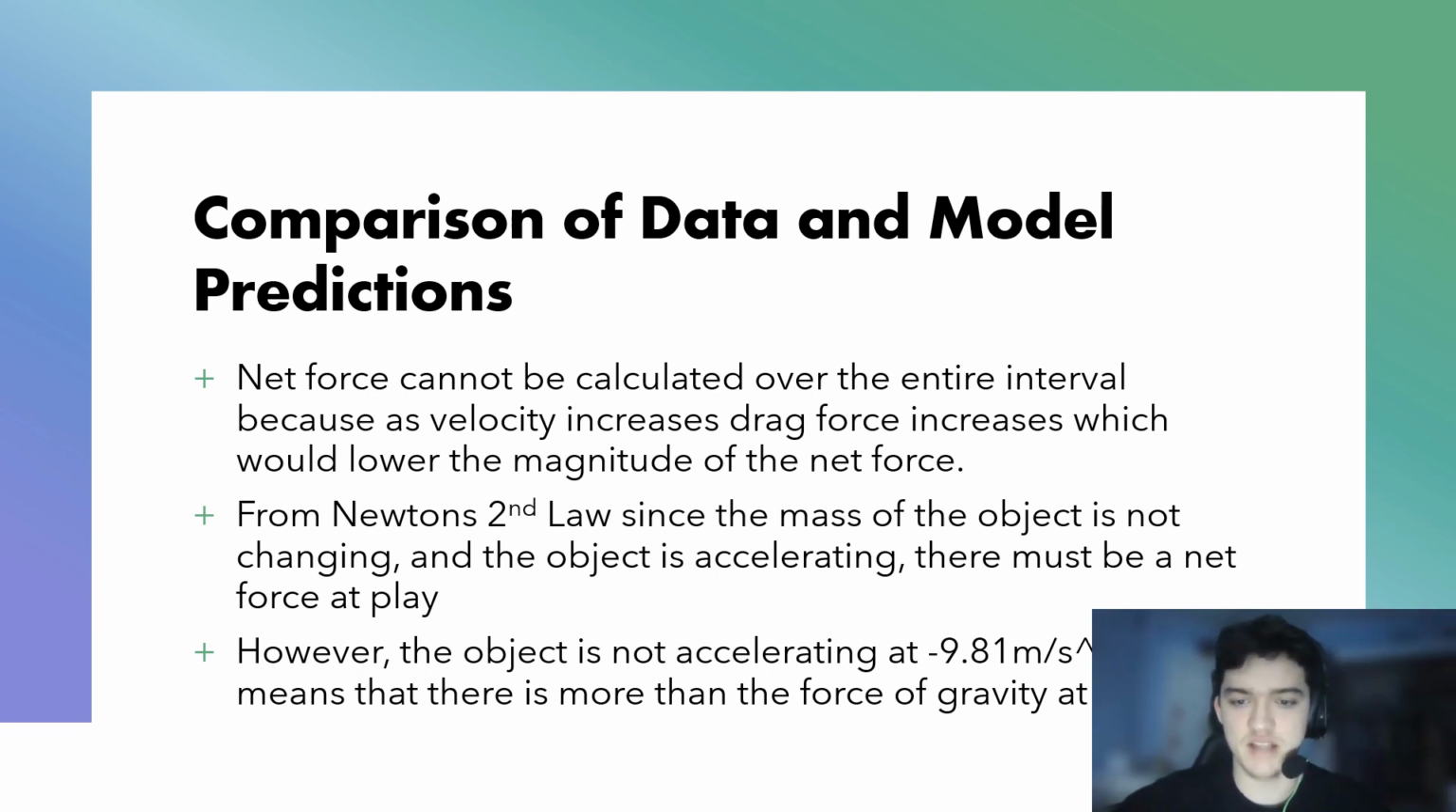From Newton's second law, since the mass of the object is not changing and the object is accelerating, there must be a net force at play. However, the object is not accelerating at negative 9.81 meters per second squared, which means there's more than just the force of gravity on the object.